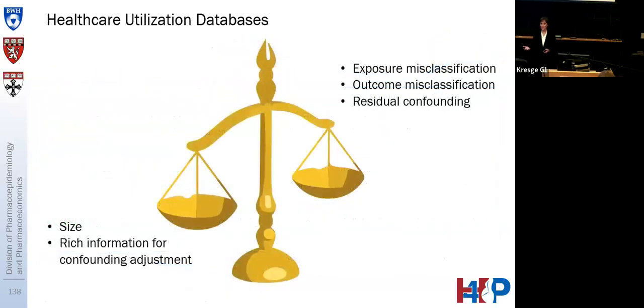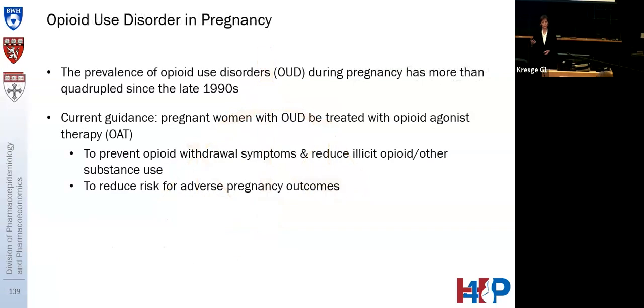To a large extent, this really comes down to the trade-off, which a couple of the previous presenters have been referring to, between the numbers and having rich information for confounding adjustment, but then also the potential for exposure and outcome misclassification. And as is the case in any non-randomized study, the potential of residual confounding. So moving forward, I will try to touch upon some of these concepts, using, as I mentioned, the example of opioid use disorder in pregnancy. The prevalence of opioid use disorder during pregnancy has more than quadrupled since the late 1990s.